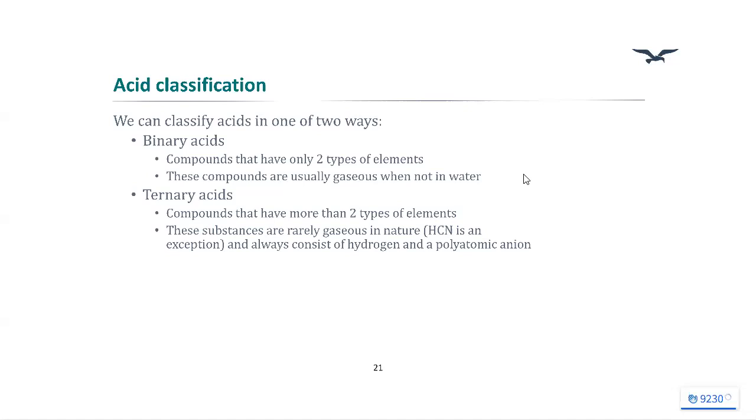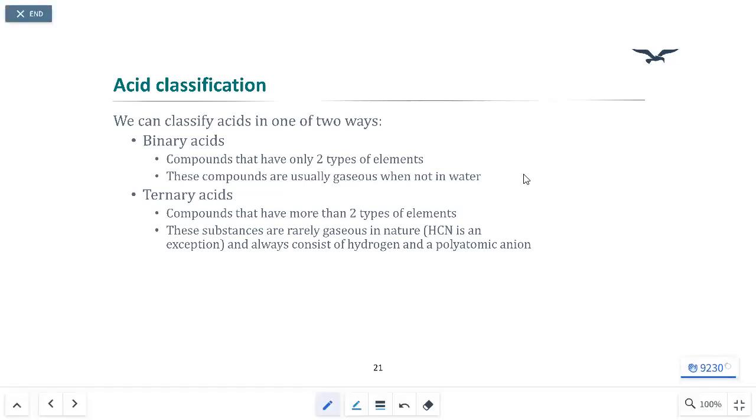Ternary acids, on the other hand, we usually can pick them out because there's a polyatomic ion attached to the hydrogen. Now, the one exception to the rule here is hydrogen cyanide, HCN. HCN is actually named like a binary acid. And the reason why it's named like a binary acid is because unlike all the other acids that have oxygen in them and get named according to their oxygen characteristic, it doesn't have oxygen. So it's going to get named like all the binary acids do.